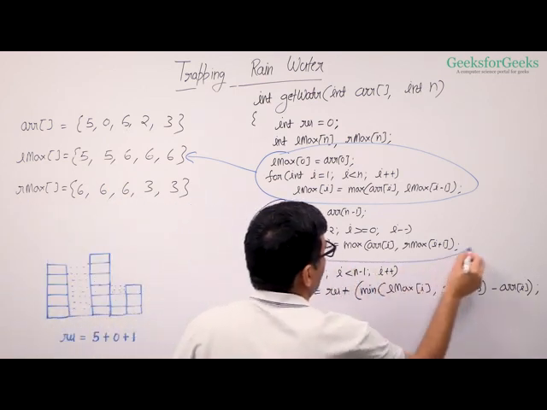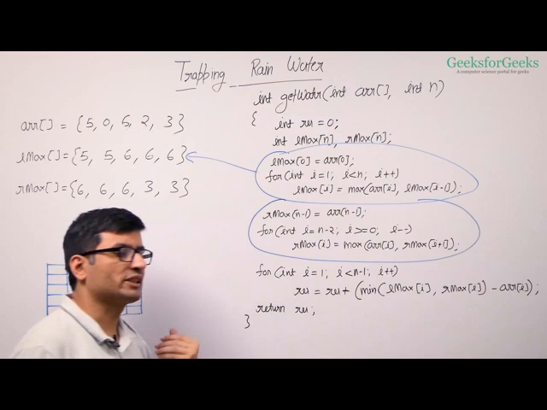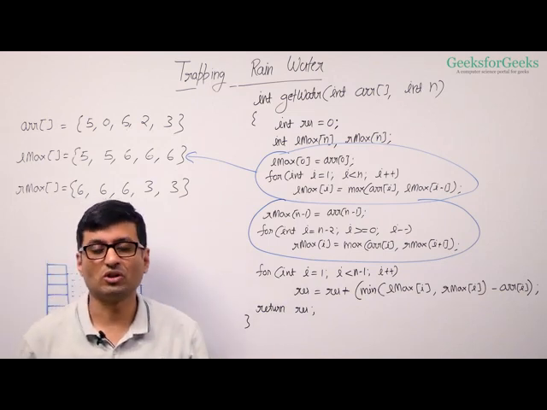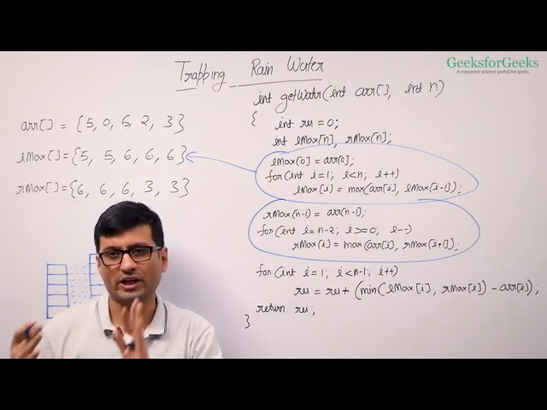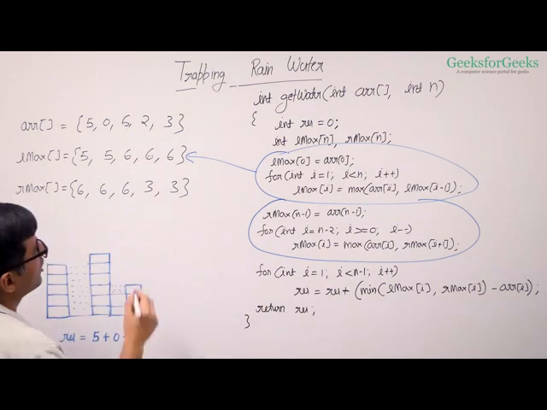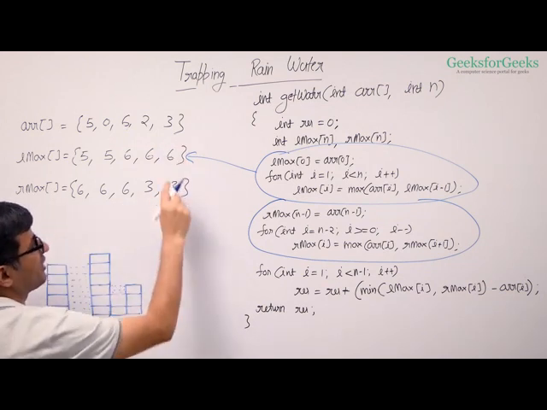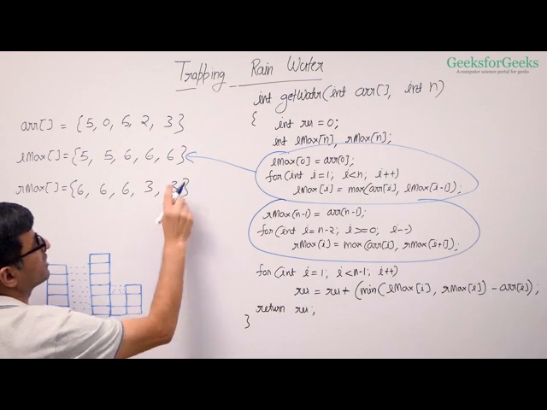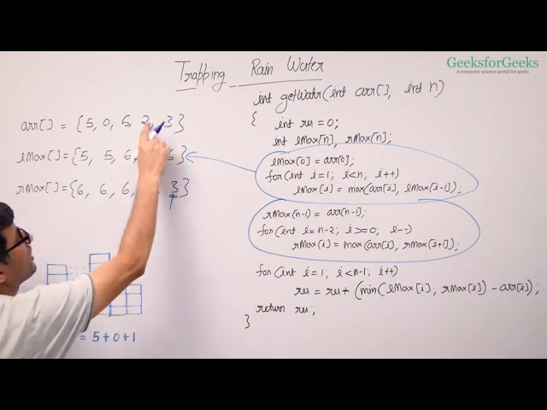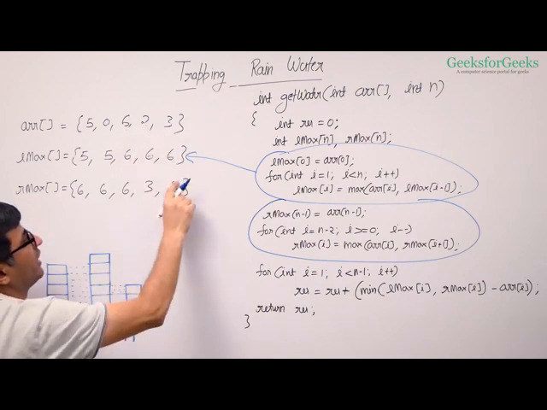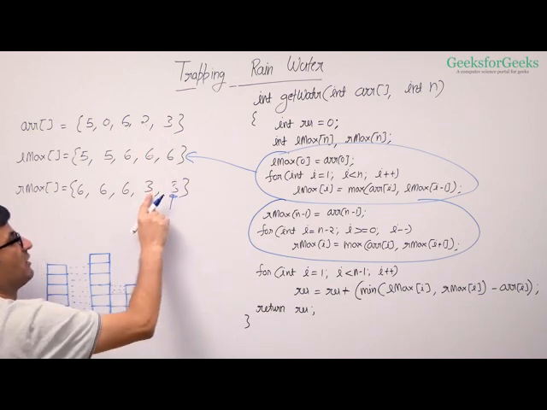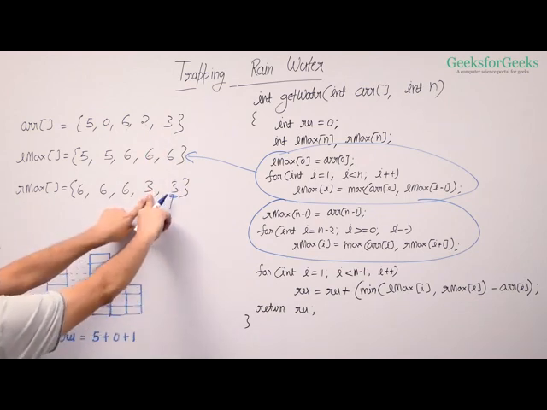Similarly, we build the right max array. To build the right max array, we traverse from the right side because we want the maximum element on the right of every element. So we initialize right max last element as the array element. So this 3 is the same as this 3. Now we compare these two elements, and whichever is the maximum, that becomes the new right max for this element.